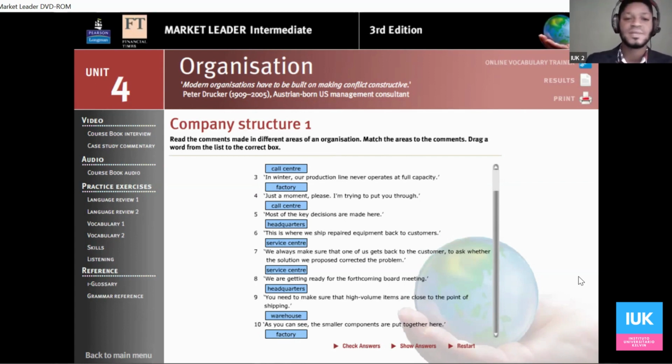9, you need to make sure that high volume items are close to the point of shipping. That's the warehouse. And 10, as you can see, the smaller components are put together here. Once again, that's the factory. It's where small components are put together to create a whole complete product.